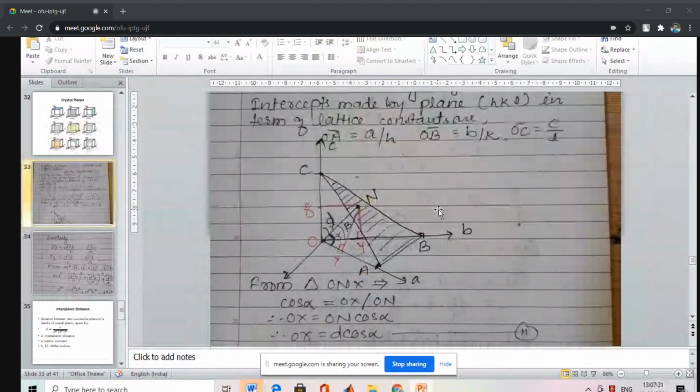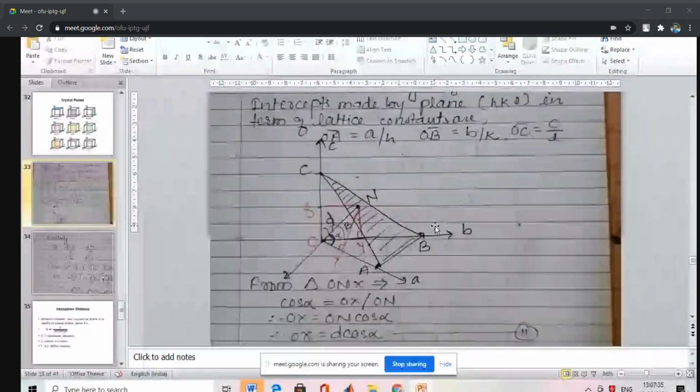Okay, can you see the screen? Our ongoing topic? Yes. Okay. Mute yourself.